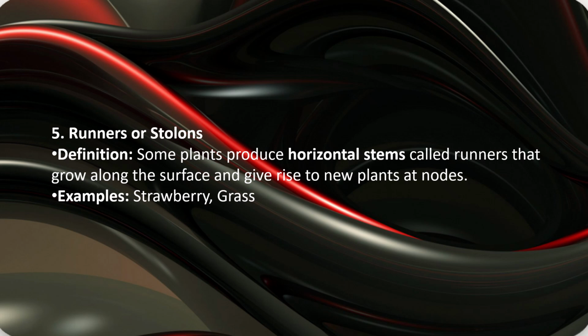Fifth one, runners or stolons. Definition: some plants produce horizontal stems called runners that grow along the surface and give rise to new plants at nodes. Examples: strawberry, grass.